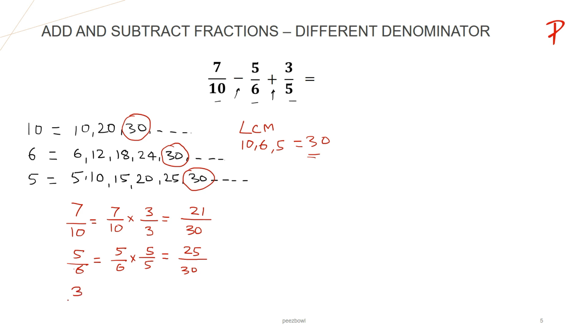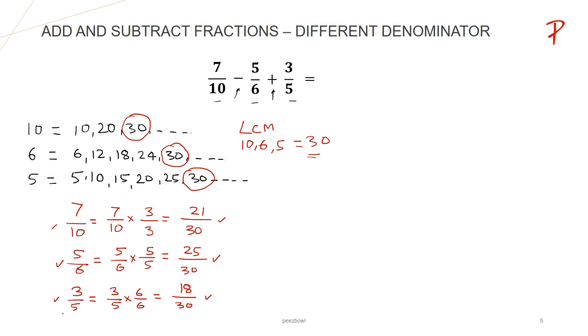For 3 upon 5, multiply this by 6 at the numerator and denominator both. 3 multiplied by 6 is 18 and 5 multiplied by 6 is 30, right? And now where we have 7 upon 10, we can write 21 upon 30 because both these fractions are the same. Similarly, 5 upon 6 is nothing but 25 upon 30. Both these fractions have the same value. Same with 3 upon 5, we can write it as 18 upon 30. Both have the same value, right?